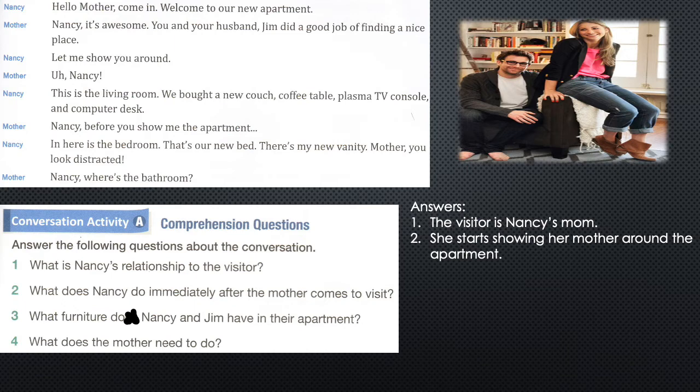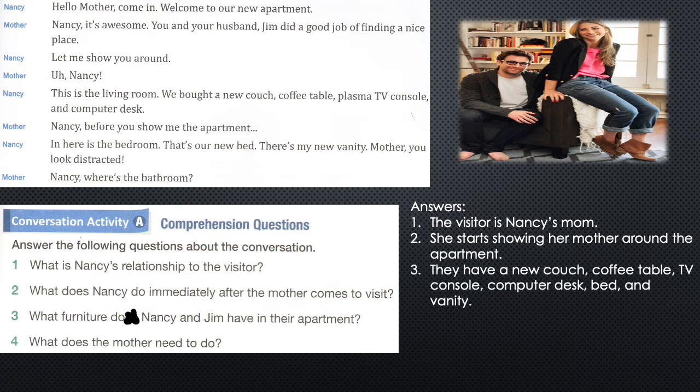Number 3, I made a little fix here. It should be, what furniture do Nancy and Jim have in their apartment? And there's a whole list here. They have a new couch, a coffee table, a TV console, a computer desk, a bed, and vanity. If you're wondering what a coffee table is, it maybe sounds a little strange, but that is usually kind of a low table that sits in the middle of the living room, kind of in front of the couch.